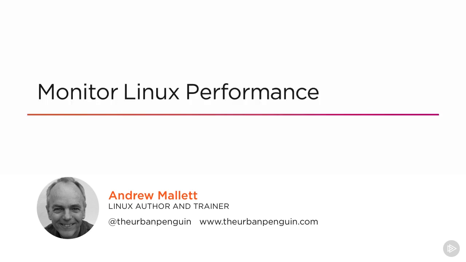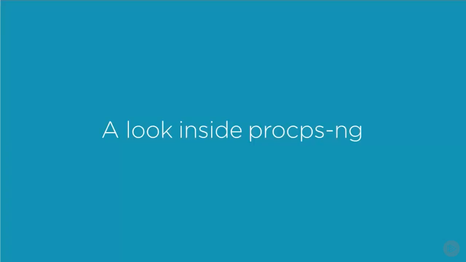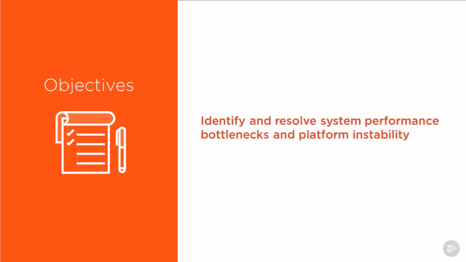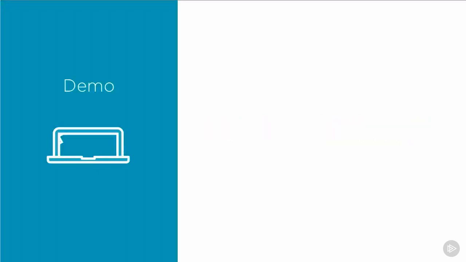My name is Andrew Mallett and we're about to decide how well your puppy is performing by monitoring your Linux system performance. We'll be taking a look inside the package procps-ng. This ships as standard even with a minimal build of CentOS 7. In particular here we're looking to identify and resolve system performance bottlenecks and platform instabilities. And we're going to do that by looking at a few demonstrations.